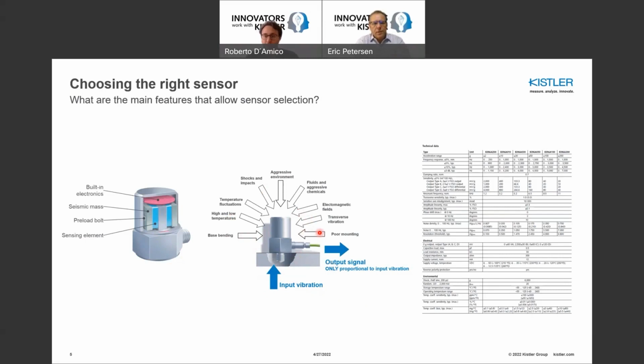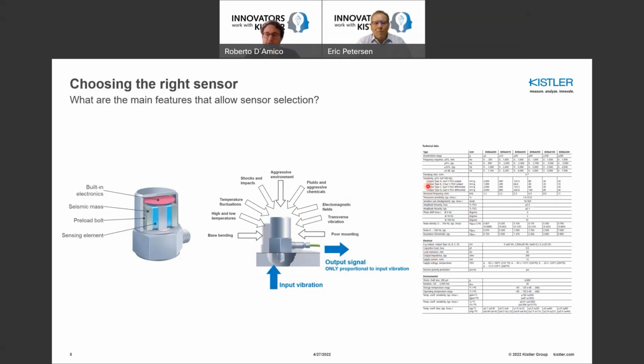For example, I can think about an engine bay, or maybe you have electromagnetic fields around. You might have temperatures which change dynamically over time. All these elements will try to perturb the relationship between the input vibration and the output signal. The best way to understand how these elements are impacting this relation is to have a look at the data sheet. The data sheet is where you will find all the information related to your sensor, but it is also the element which allows you to make the choice for the right sensor.